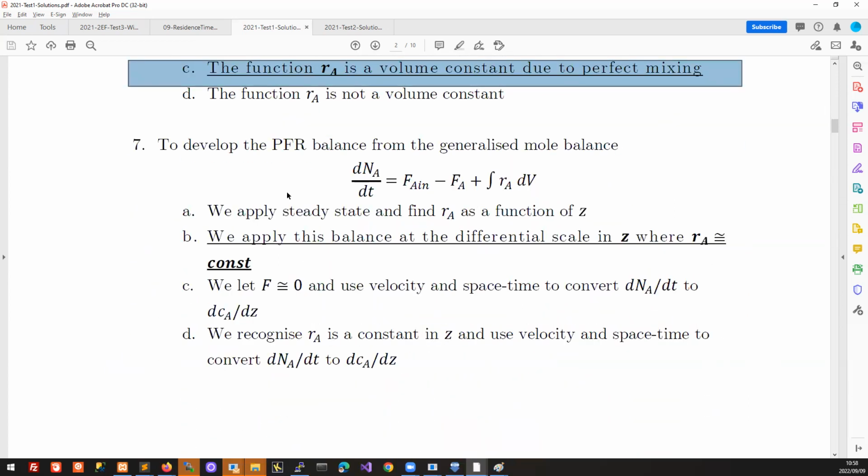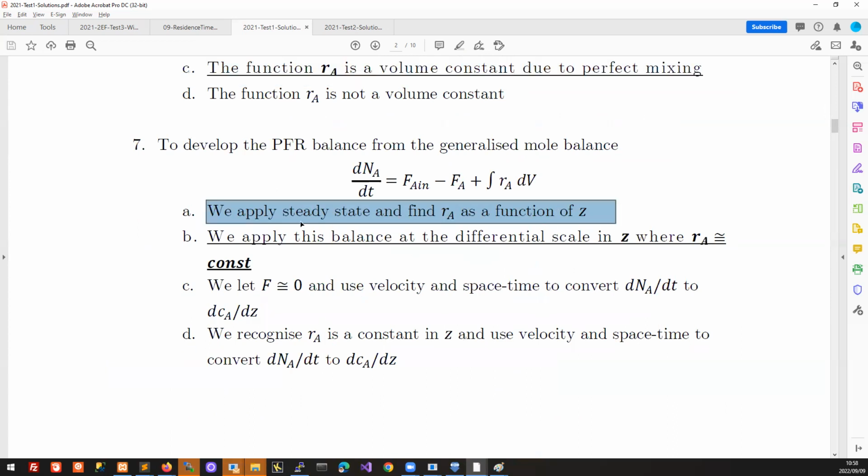For the PFR, we apply steady state and find RA as a function of Z. I mean, we can. It's not necessarily true, but we can do that. So to develop a steady state, find RA. It's unclear in this one why it's stated as a general one, so we don't really accept this one.